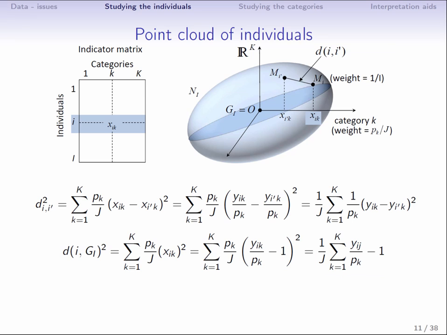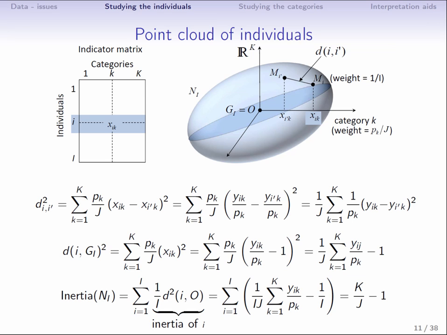To finish, let's calculate the total inertia of the point cloud N_I. First, we start by calculating just one point's inertia, that is, its weight multiplied by its distance to the origin. Then, for the total inertia of the cloud, we sum over all the individuals. When all the calculations are done, we find that the total inertia is K over J minus 1. This value doesn't actually depend on the content of the table itself, but only on some details of its format, that is, the number of categories and the number of variables.